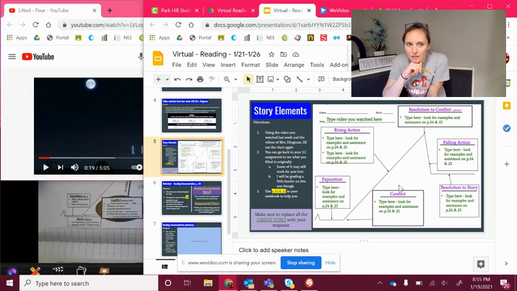We're going to watch it together. I'll pause it every so often. I'll probably scroll through a little bit faster as well. But I'm going to speak over and talk about things that could go on this story elements chart. And then you guys get to decide what you're going to end up putting on there.